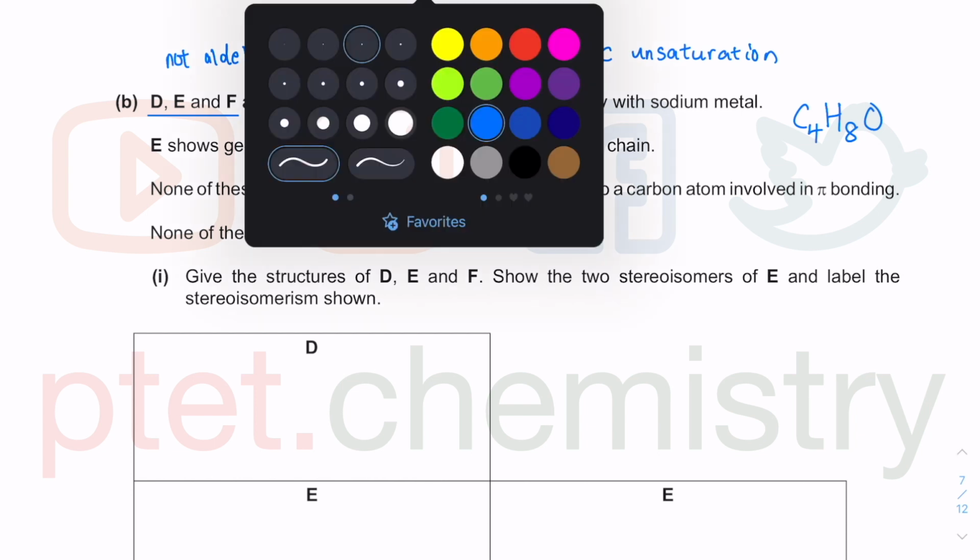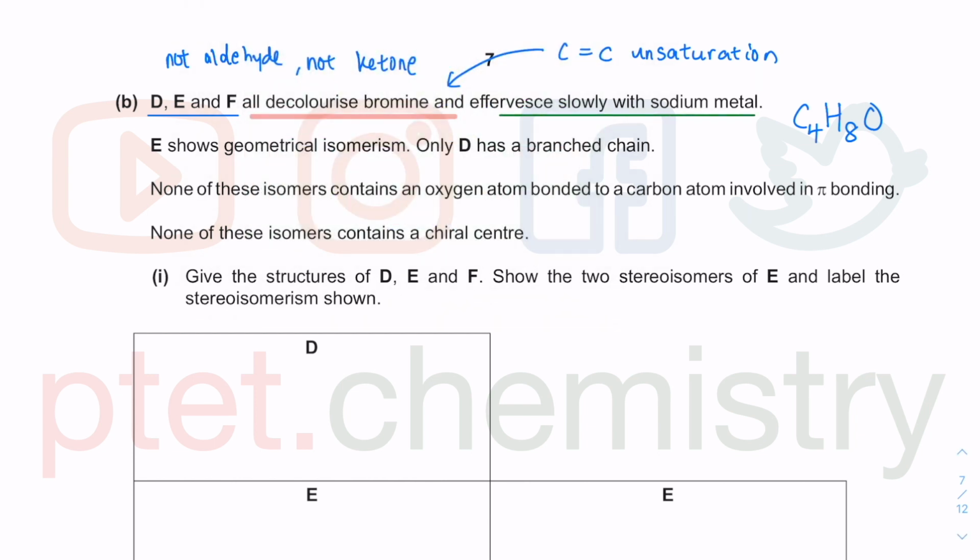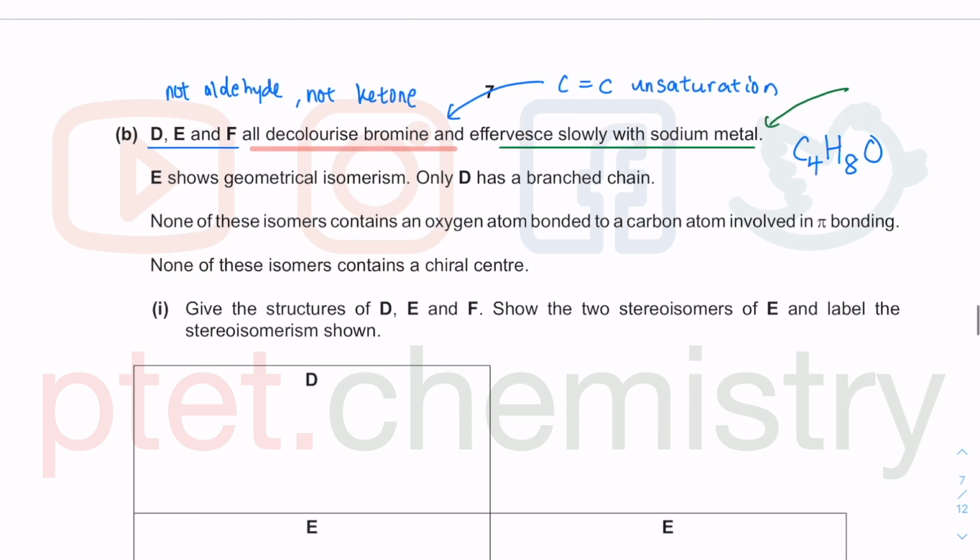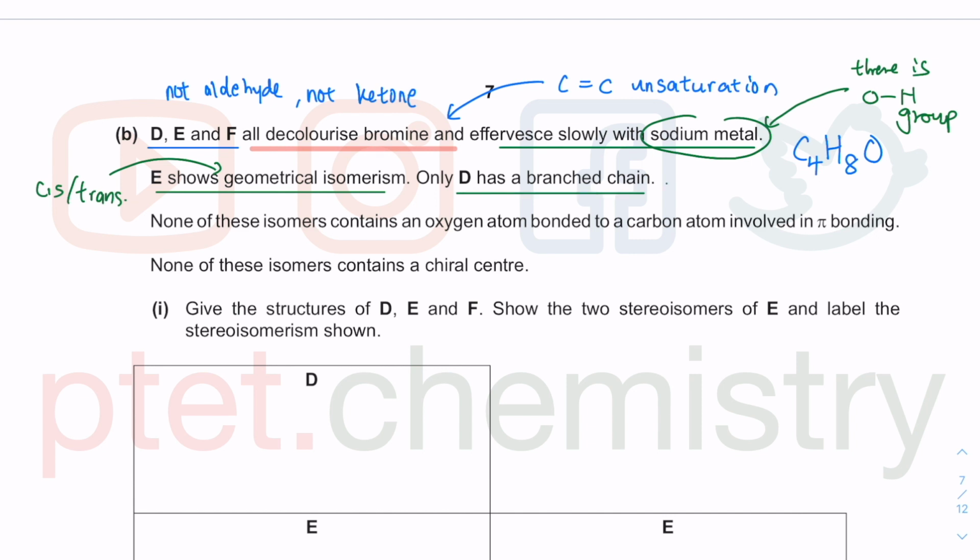Effervescence slowly with sodium metal. So this is with sodium metal, which is a reactive metal, and there is an OH group. So are we sure that it could be carboxylic acid? Yes, but it could also be alcohol, because alcohol can react with sodium as well to give you hydrogen gas. Carboxylic acid can react with sodium to give you hydrogen gas as well. And what do we know? E shows geometric isomerism. Geometric isomerism is your cis and trans. Only D has a branch chain.